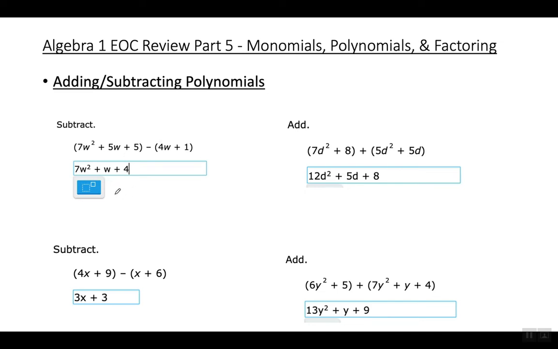So the problem is actually 7w squared plus 5w plus 5 minus 4w. This is the part you're most likely to screw up. Minus 1, not plus 1, minus 1. Because you got to distribute the negative sign here, and that negative with this positive creates a negative. And now you just combine like terms. All right? I'm not going to go over that a lot. You could look at these problems and practice them on your own if you want to be sure you understand, okay?